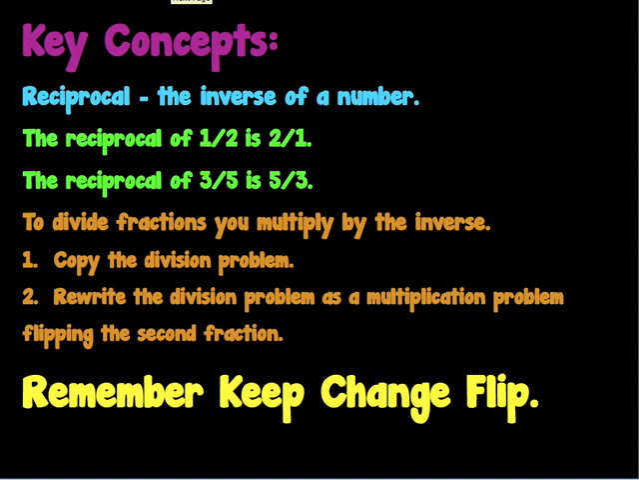When we talk about the reciprocal, we talk about the inverse of a number. And all the inverse means is the flip. So for example, the reciprocal of 1/2 is 2/1. And the reciprocal of 3/5 is 5/3. We just flip the numerator and the denominator.